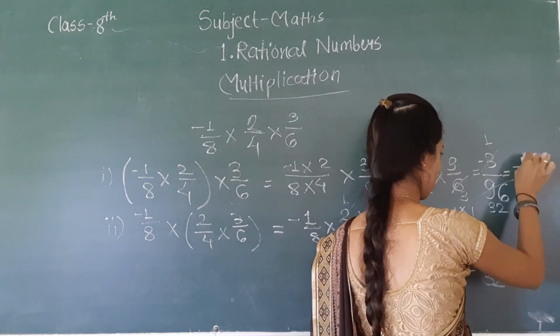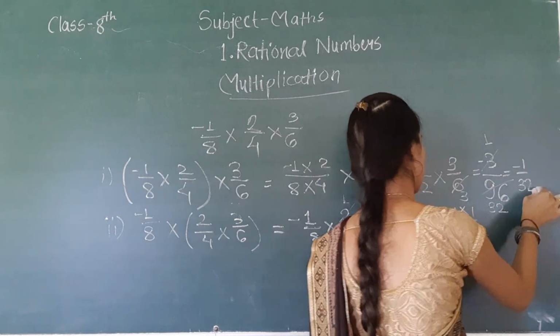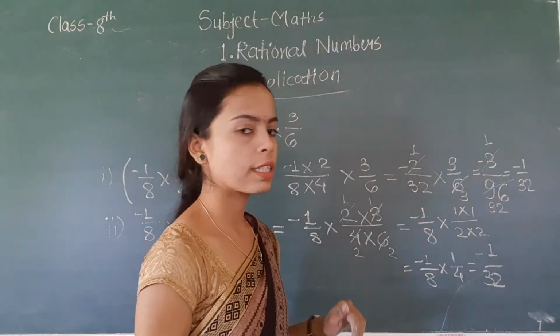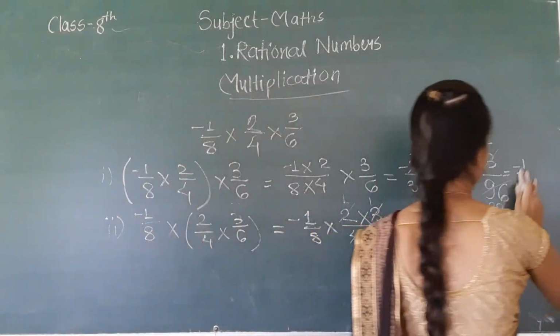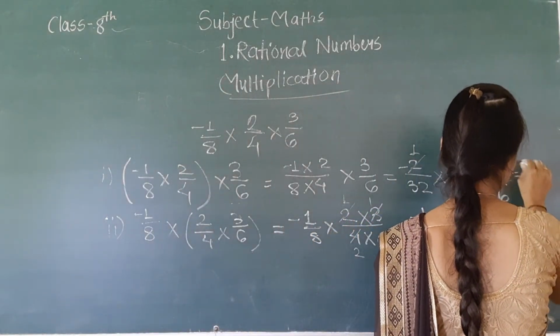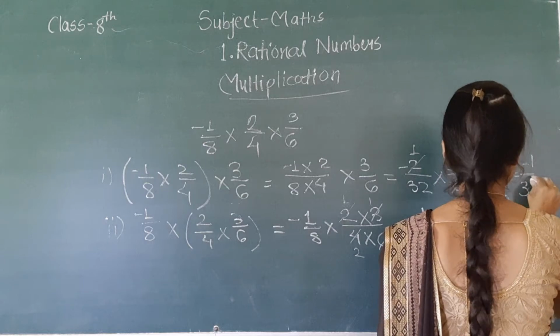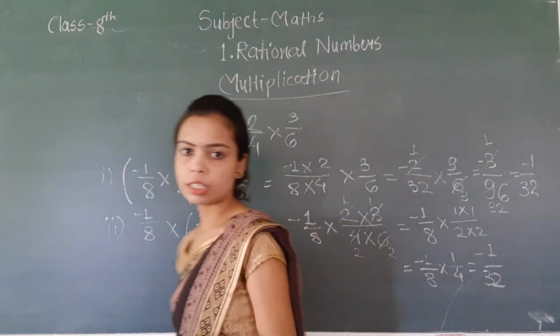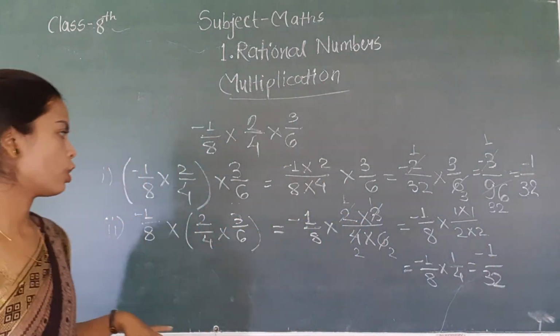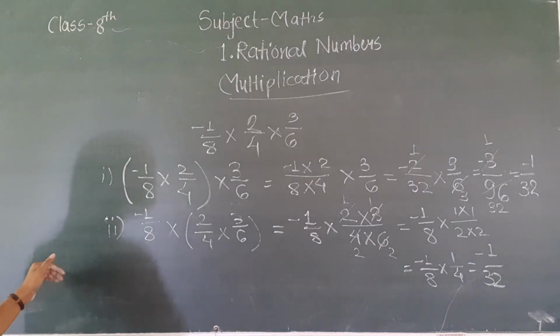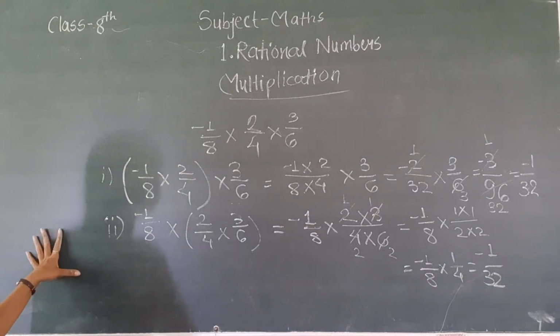So our answer is minus 1 upon 32 in this case also. Okay, so answer in both the cases is same. So we can say that the associative property holds for the multiplication.